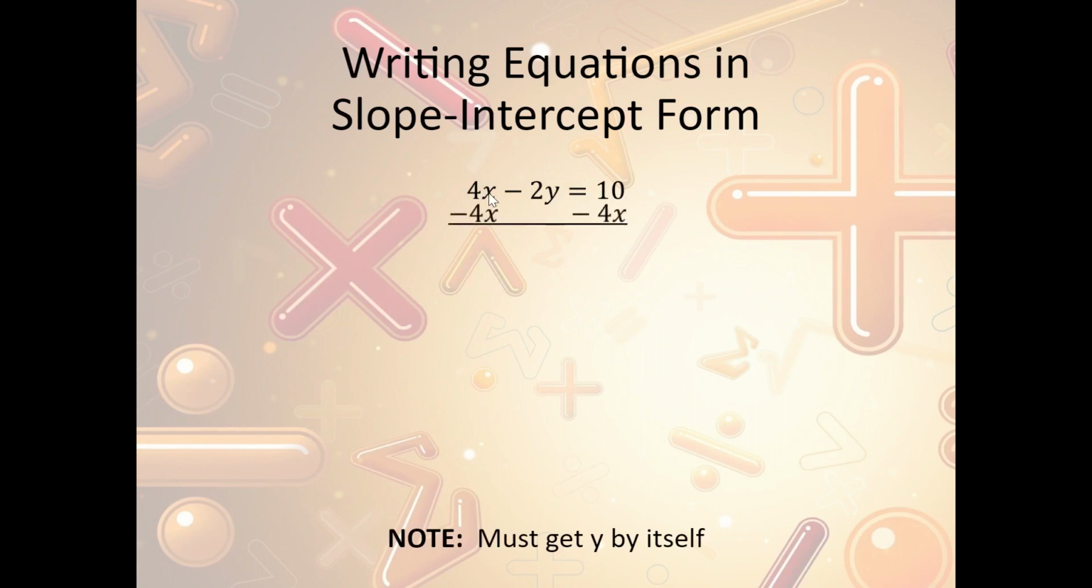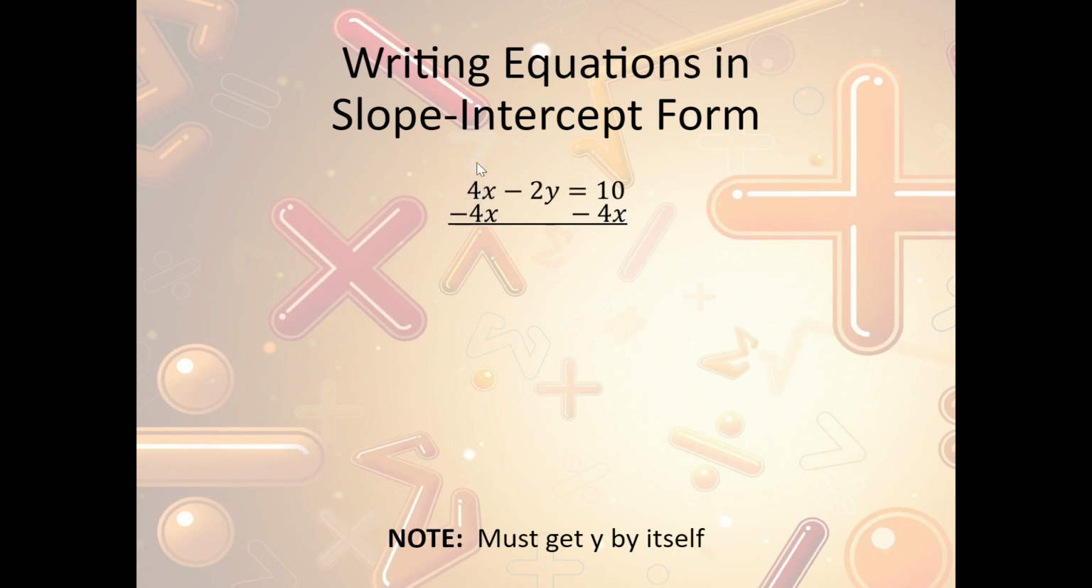And I'm going to move the whole thing, because if I just move the 4, then the x is still here. Well, I don't want the x to be there. I want the x to be on the other side. So everything must go. So if this is positive, I'm going to subtract it. If it was negative, I would add it and get rid of it and move it all to the other side. So I'm going to subtract 4x.